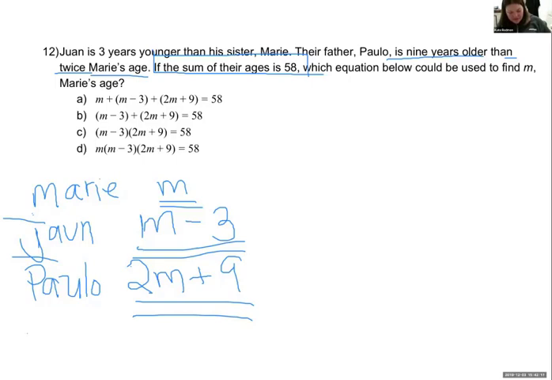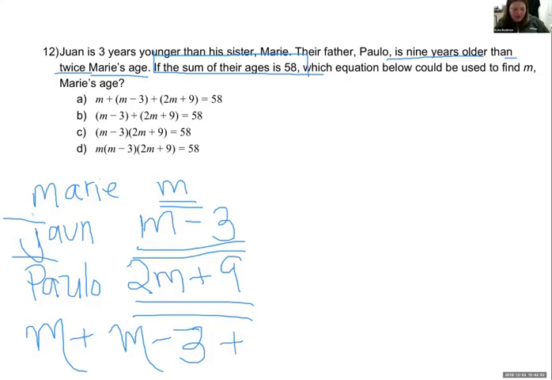I would need to sum Marie's age. And how old did we say Marie is? Don't be scared to say a letter. How old did we say Marie was? M. Marie is M years old. I'm going to add that with, how old did we say Juan is? 3 years younger, so minus 3, m minus 3. M minus 3. You need the M. If you just put minus 3, then you're saying that Juan is negative 3 years old. So super important we have the M minus 3.